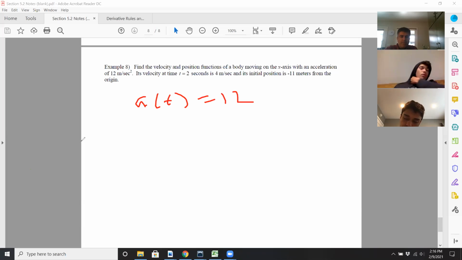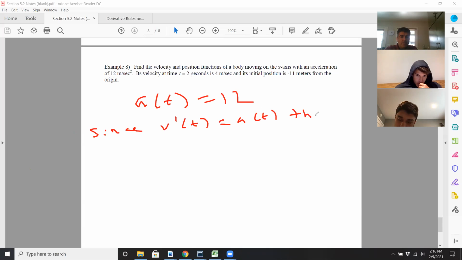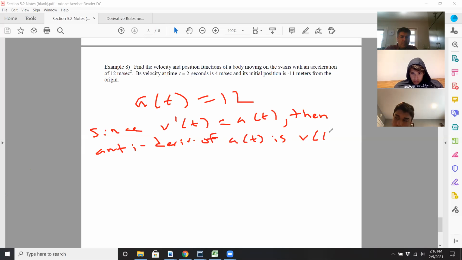So since v prime of t equals acceleration, you have to remember that the derivative of velocity is acceleration. Then the antiderivative of acceleration is v of t. So v of t is going to be 12t, because what's the derivative of 12t with respect to t? Just 12. And plus c.